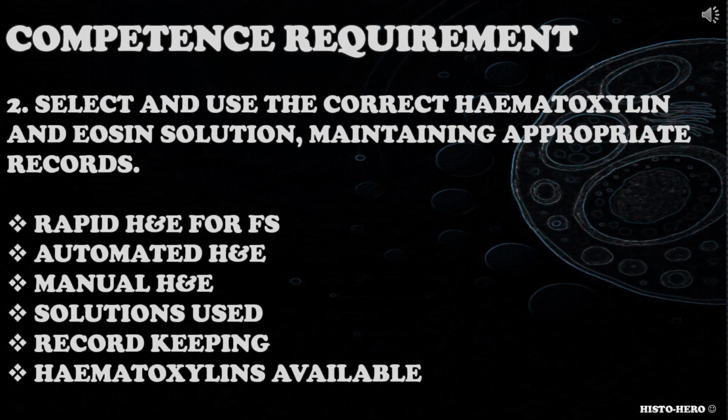The second competence requirement is select and use the correct haematoxylin and eosin solution, maintaining appropriate records. Candidates should be able to use correct solutions during H&E staining and maintain records. Does the candidate select and use correct solutions during H&E staining? Do they correctly use different haematoxylins in different circumstances? Do they maintain appropriate record documentation for H&E staining?